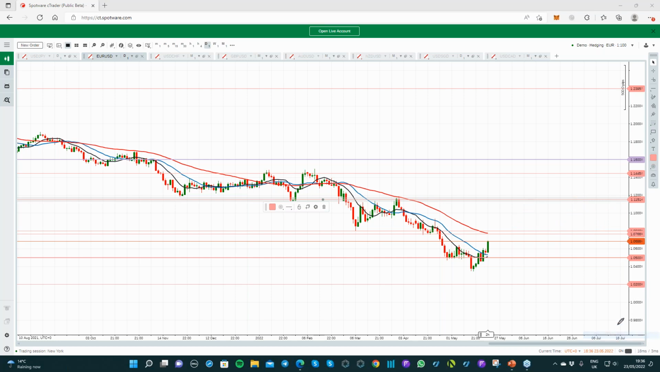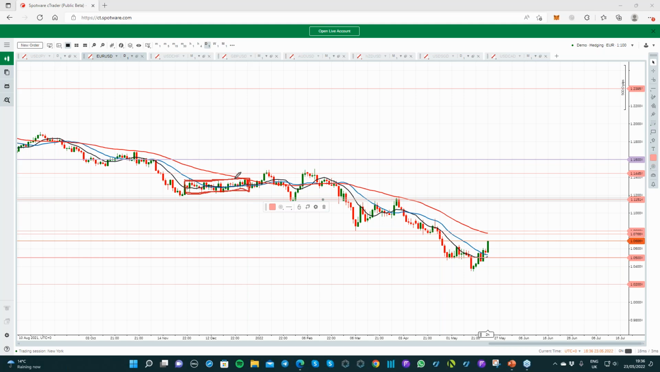However, consolidation on a daily time frame, to me, is more like this period over here. That's more like consolidation, just a pure sideways movement on the daily time frame. That is likely to be very choppy to trade on a 15-minute time frame.